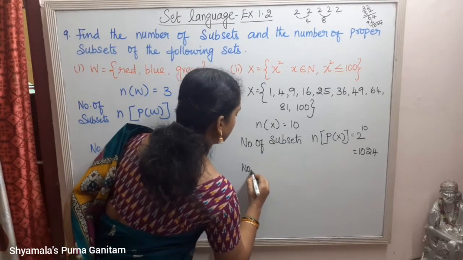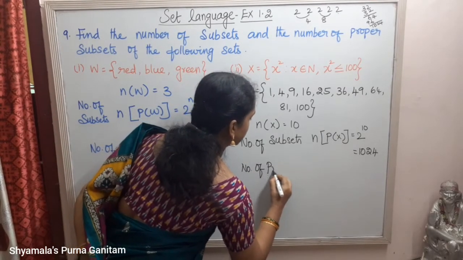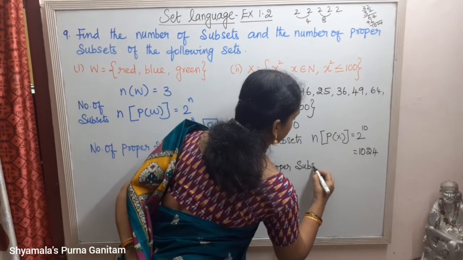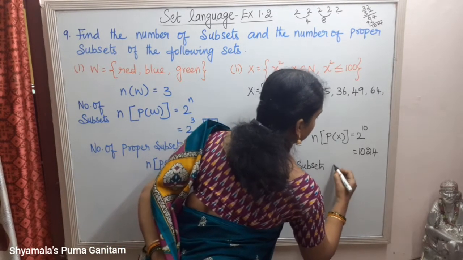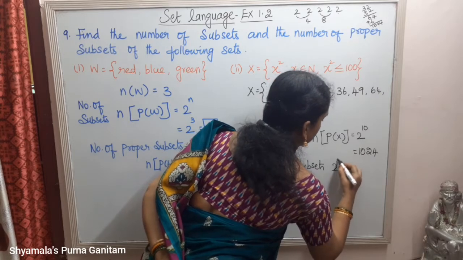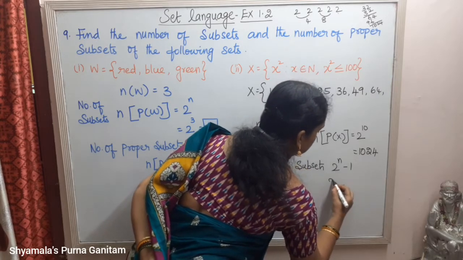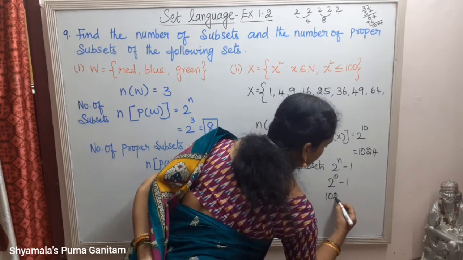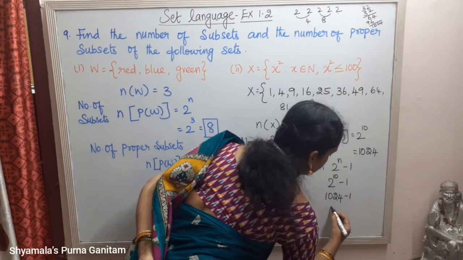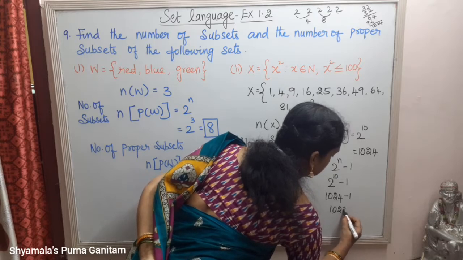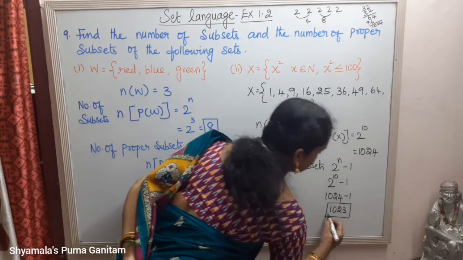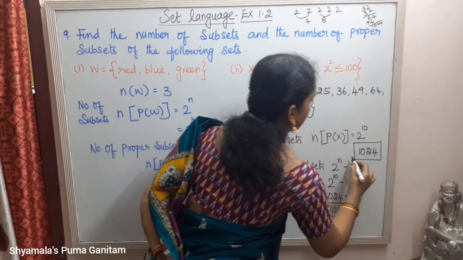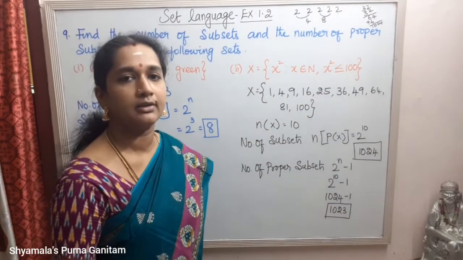Then the number of proper subsets is 2 power n minus 1. That is 2 power 10 minus 1. So 1024 minus 1 is equal to 1023. So this is the number of proper subsets and this one is the number of subsets. Okay.